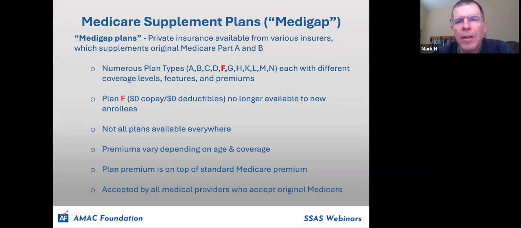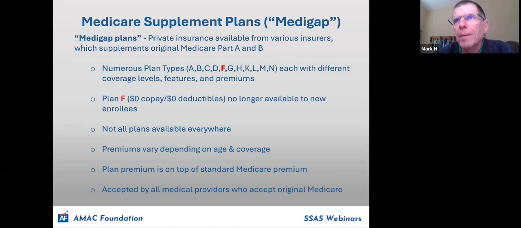Lots of different plan types with different coverage levels, features, premiums. Plan F, zero copay, zero deductibles, is no longer available to new enrollees. Not all these plans are available everywhere. Just like with the MA plans, you'll have to do your research to see what is available in your area. The premiums are going to vary depending on your age and the coverage. You can change Medigap coverage from one year to another.